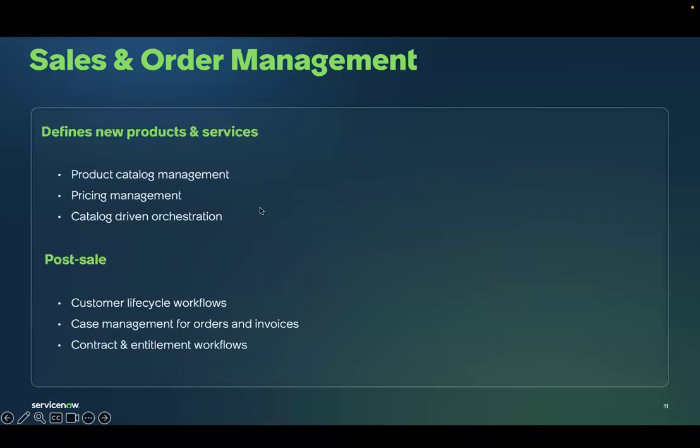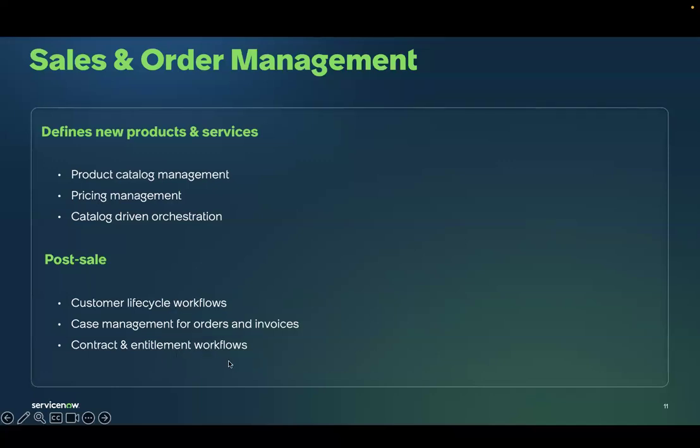It also allows you to define new products and services. Other than quotation, lead, opportunities, and customer orders, it also has something called a product catalog. So you can build your own catalog and you can even price your products in there. It also allows you to do catalog driven orchestration. Post-sale lifecycle workflows are also covered in the sales order management product, and it also includes case management for orders and invoices, contract and entitlement workflows as well.